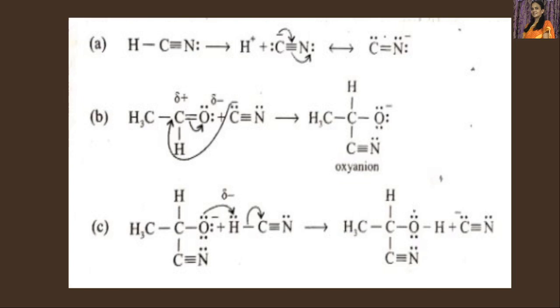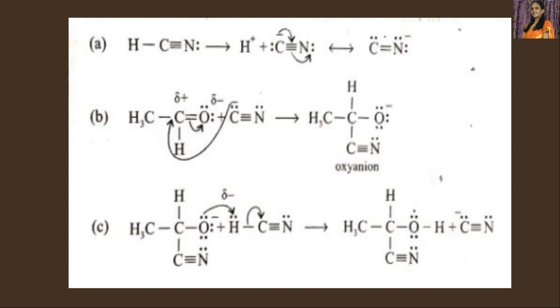This is the reaction where the nucleophile initially attacks the carbonyl carbon. Therefore, it is known as a nucleophilic addition reaction, because finally we get an addition product. So this is addition of HCN to acetaldehyde. HCN is a weak acid and is ionized to a small extent, resulting in the formation of cyanide ion and a proton. The cyanide ion is the nucleophile and it attacks the electrophilic carbonyl carbon of acetaldehyde, resulting in the formation of an oxyanion.